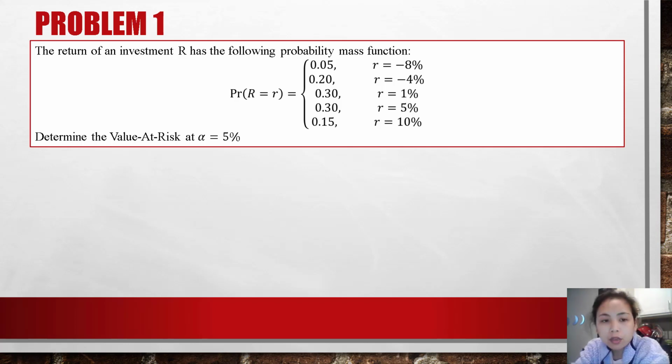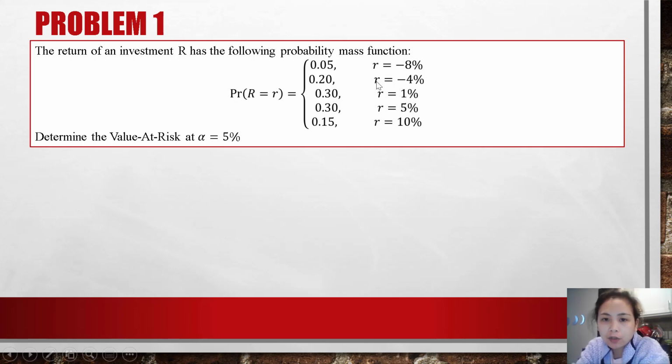So, remember that the value at risk is the value of R that separates the lowest alpha percent from the 1 minus alpha upper. So here, let's look at the possible values. Here we have only 5 possible values: negative 8%, negative 4%, 1%, 5%, and 10%. These are the 5 possible values of R. So we need to find a value of R that separates the lowest 5%.